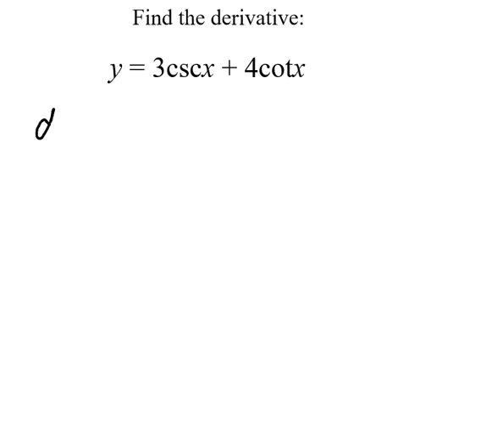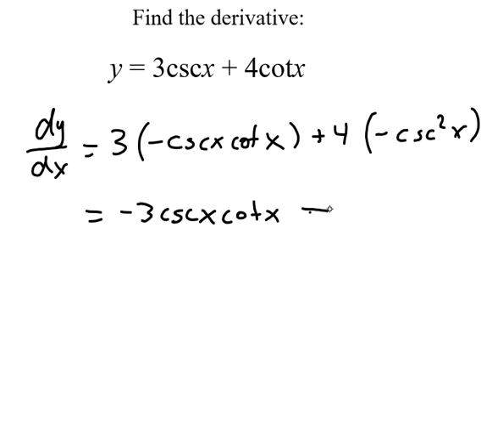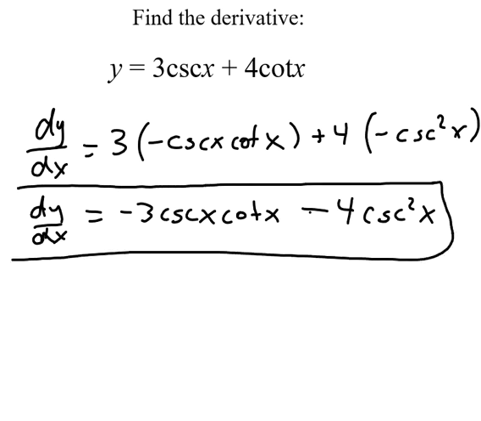Okay. I'm going to do dy dx is equal to 3. The derivative of cosecant is negative cosecant x cotangent x, from that chart you just jotted down, plus 4 times the derivative of cotangent x, which is negative cosecant squared x. We end up with negative 3 cosecant x cotangent x minus 4 cosecant squared x for dy dx.